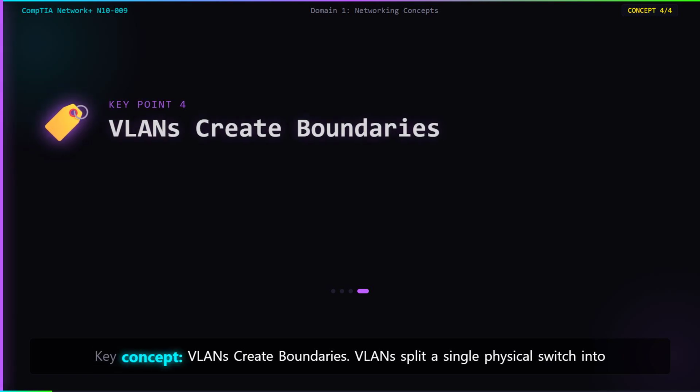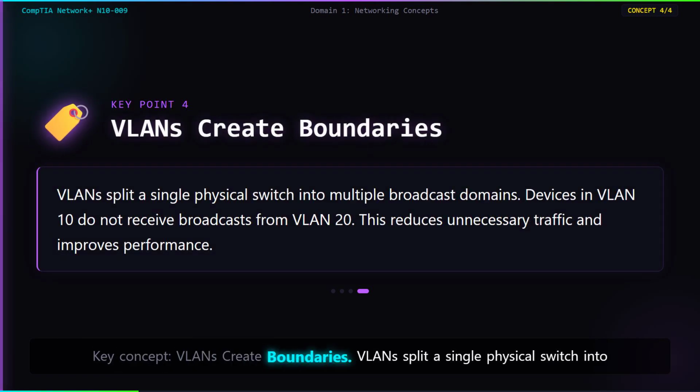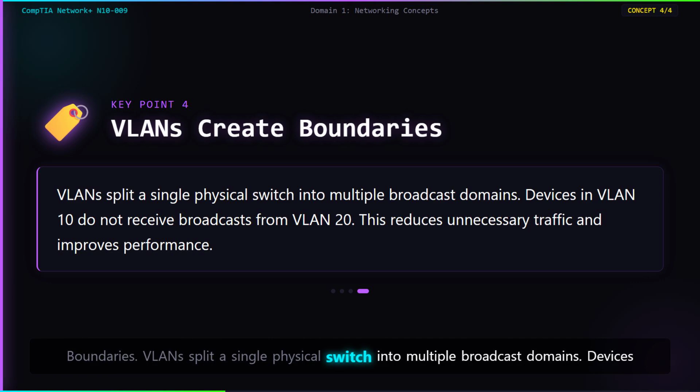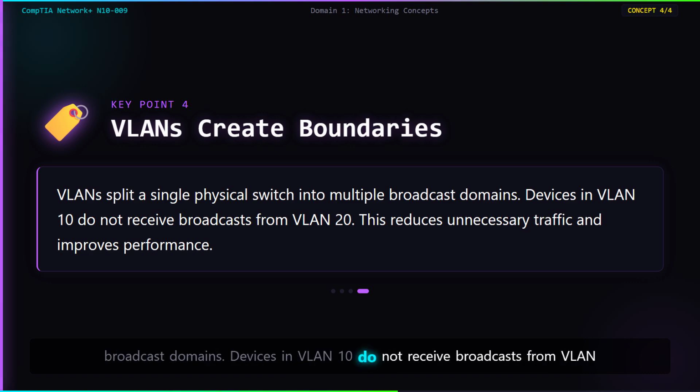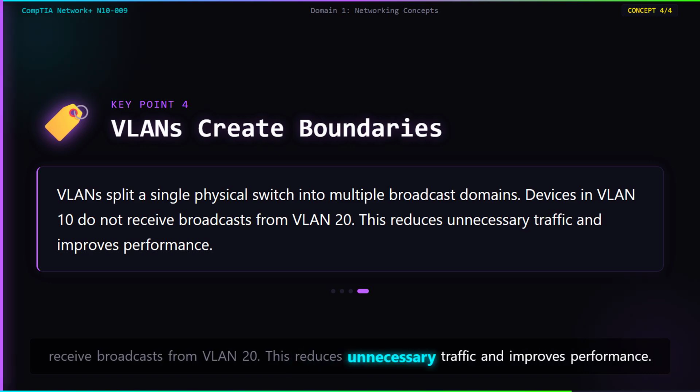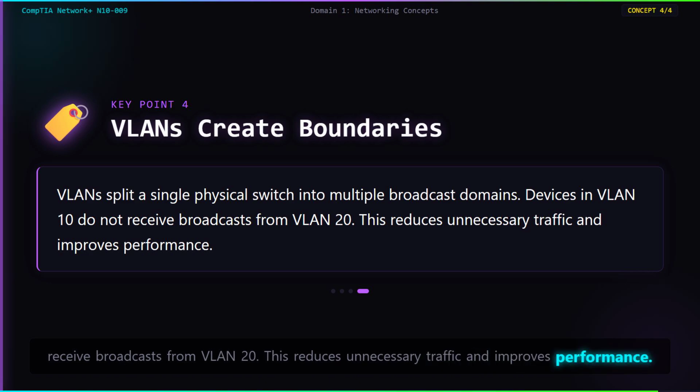Key concept: VLANs create boundaries. VLANs split a single physical switch into multiple broadcast domains. Devices in VLAN 10 do not receive broadcasts from VLAN 20. This reduces unnecessary traffic and improves performance.